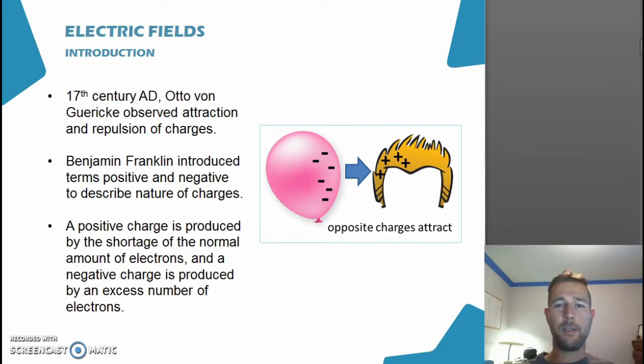Now, on a smaller scale, a positive charge is produced when you have an absence of electrons, or fewer electrons than there should be. And a negative charge is when you have an excess of electrons, with electrons being a negative charge.